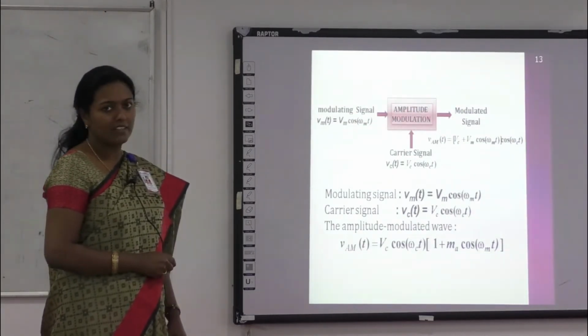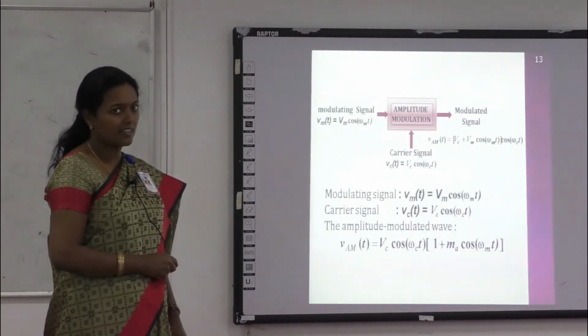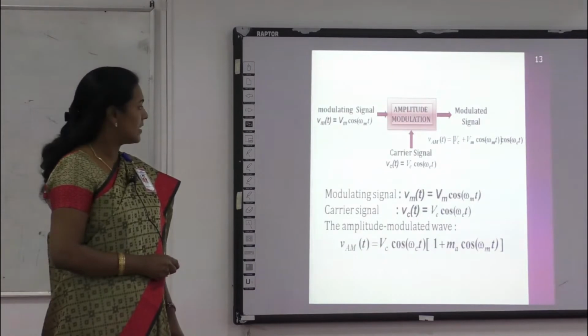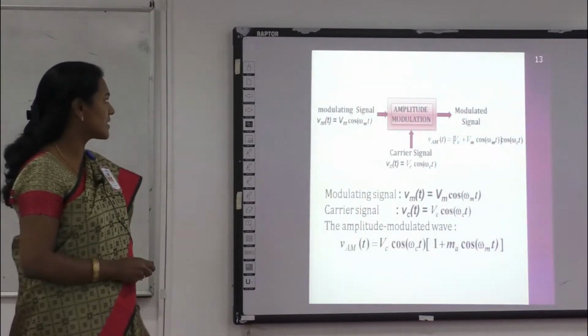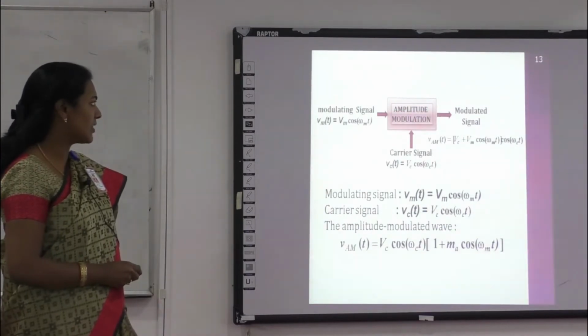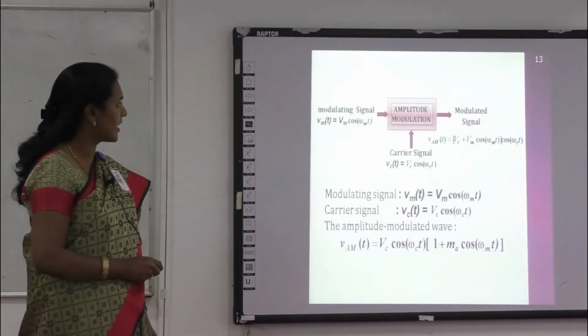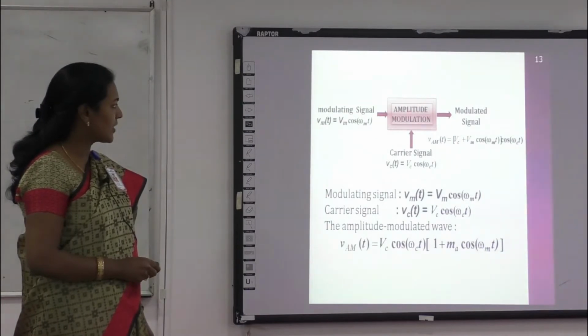In the case of the carrier, just have a look. Vc of t, the instantaneous voltage of the carrier signal, is equal to capital Vc, the peak voltage of the carrier, into cos omega c t. These two are given to the modulator, the amplitude modulator. There is a process called amplitude modulation. Now at the output we have the modulated signal. Vam of t is the instantaneous voltage of the AM wave. It is equal to, as I mentioned earlier, only the amplitude of the carrier varies.